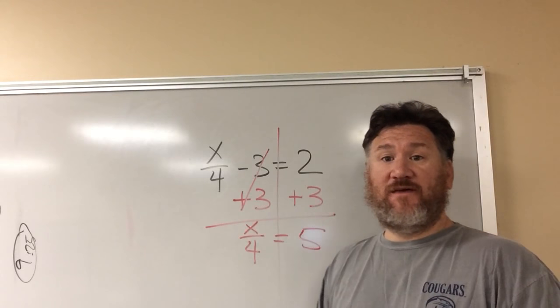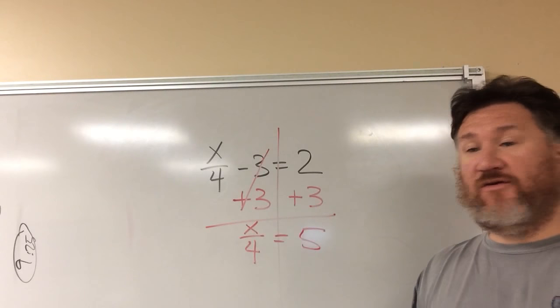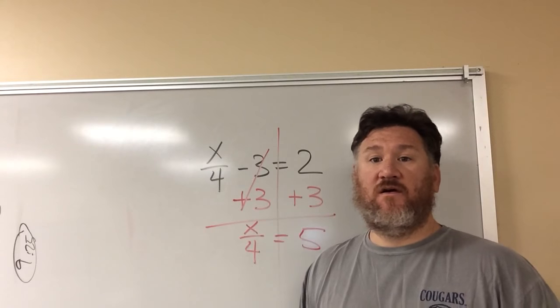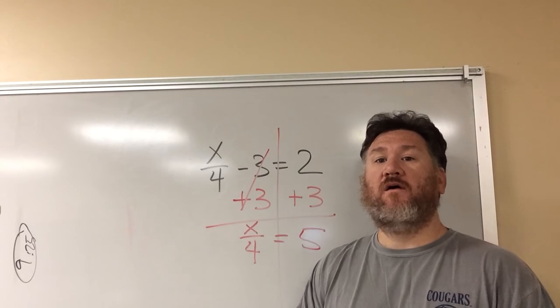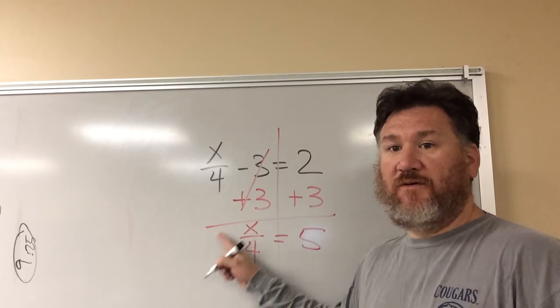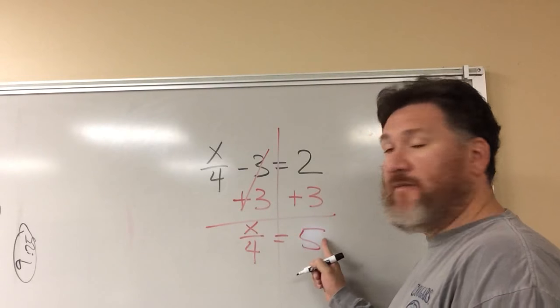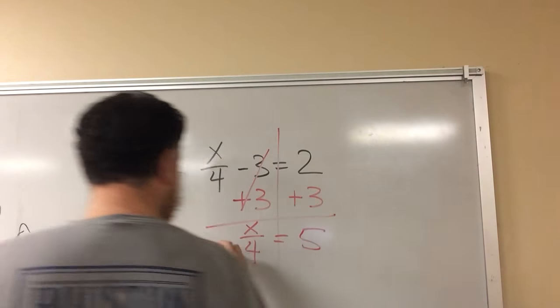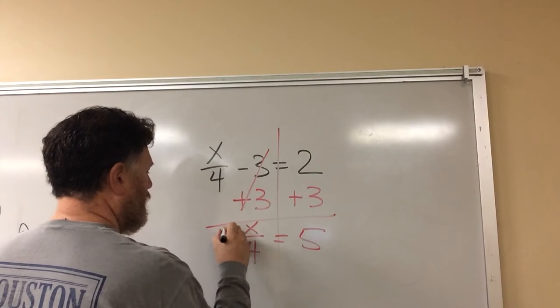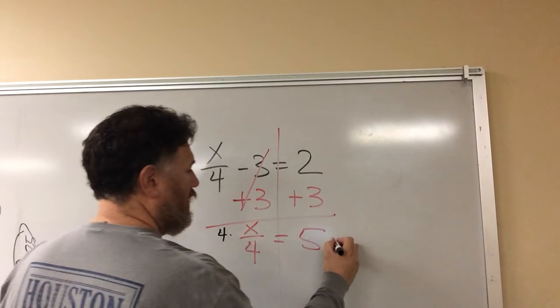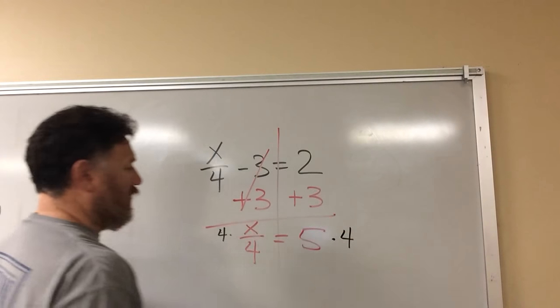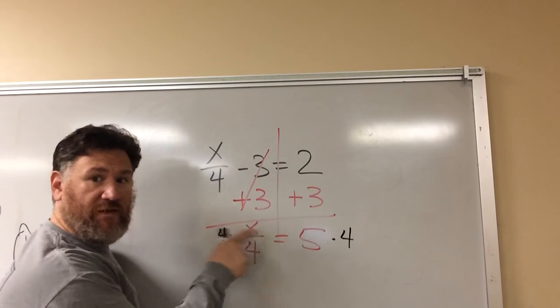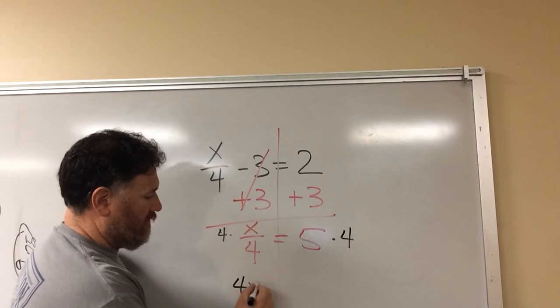So in order to get x by itself, we want to do the opposite or the inverse operation of division. The opposite of dividing is multiplying. So we're going to multiply this side by 4 and this side by 4 to get x by itself and see what our answer is. So I'm going to multiply this times 4 and this times 4. 4 times x is 4x.